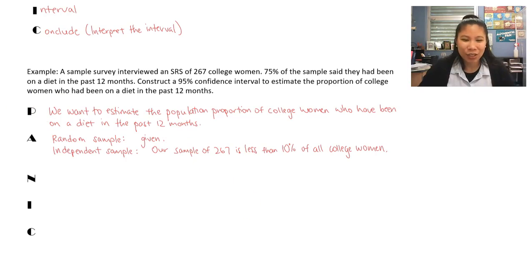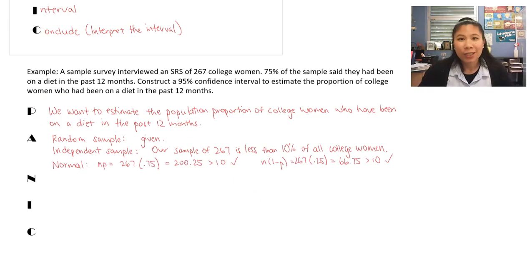And the last thing we need to check is for normality. Because we're dealing with proportions, our large counts condition would be that n times p has to be greater than or equal to 10, and n times 1 minus p has to be greater than or equal to 10. When you're writing it out, make sure you plug in your numbers to actually show that whatever you multiply ends up being a number bigger than 10. Then we can do little check marks to show that yes, 200.25 is greater than 10, and 66.75 is greater than 10.